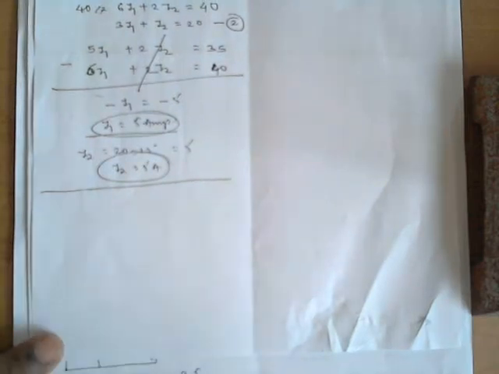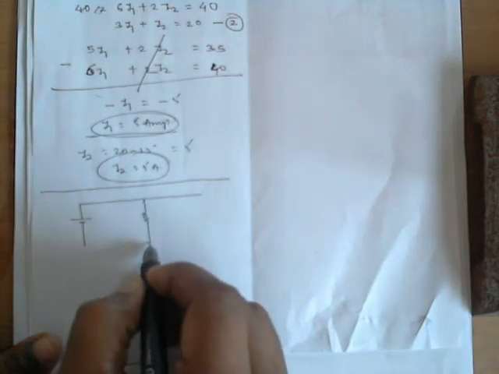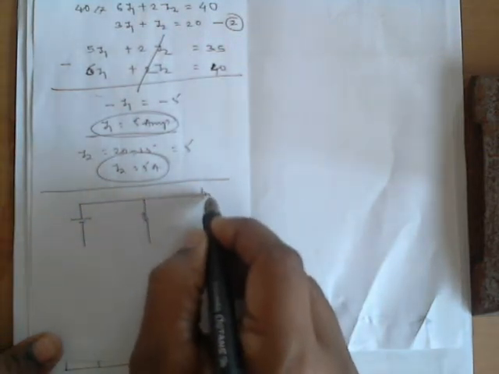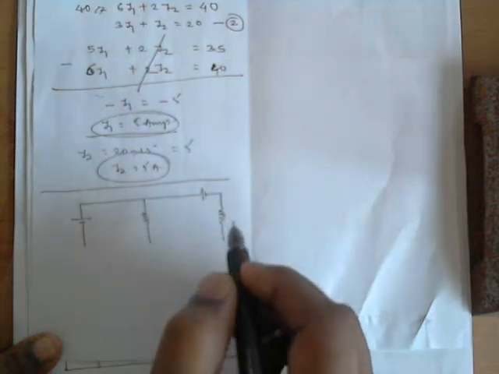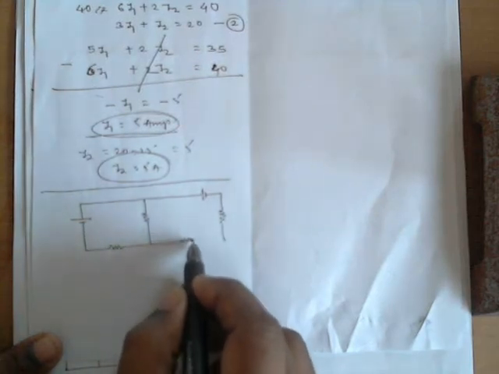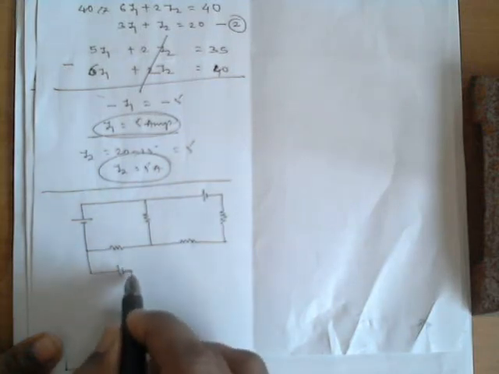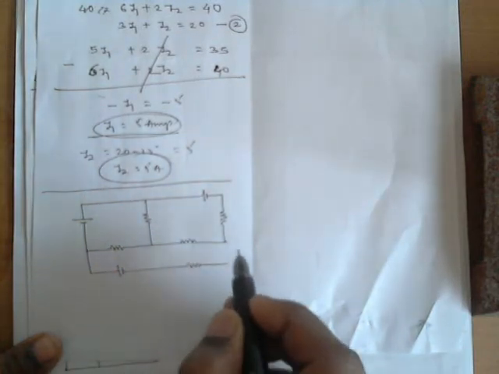In the last lecture we saw an example which had two loops. Now if there is a circuit which has three loops like this, nothing to worry. Simply, we have to apply KVL in each loop.